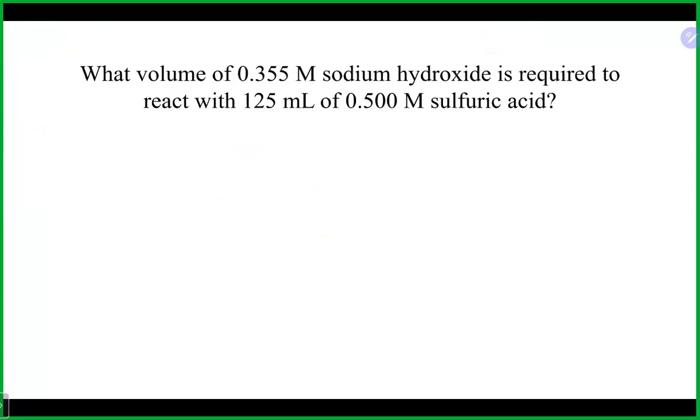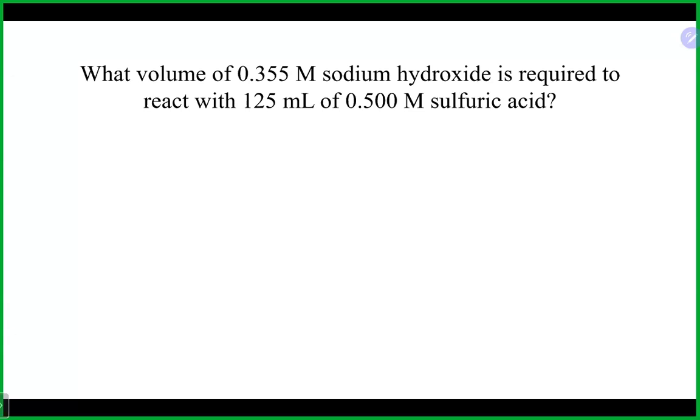All right, so we kind of started and stopped, I think, on this one. So let's go through this one here. We're looking for what volume of 0.355 molar sodium hydroxide is required to react with 125 milliliters of 0.5 molar sulfuric acid. Again, this could be like a titration where you're adding sodium hydroxide to your sulfuric acid. So it is a solution stoichiometry problem here.